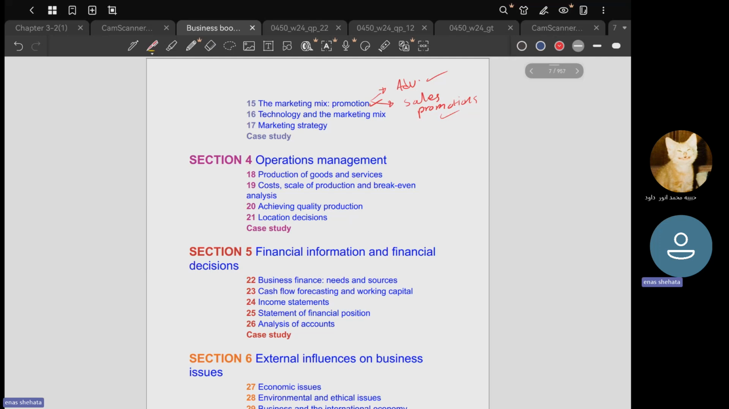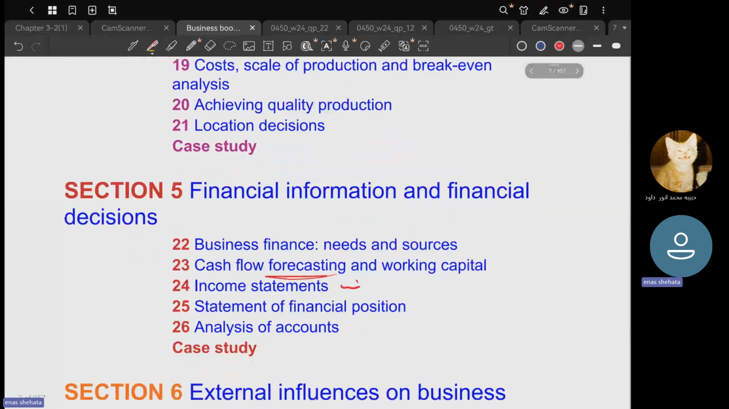Cash flow forecasting and working capital. Cash flow forecasting is to predict how much cash you will spend and how much cash you will receive during the next financial year. So it's like a projection of what you will have regarding your cash or your money. Income statement: I make an income statement just to calculate my profit. I want to know how much profit I will gain from this business.